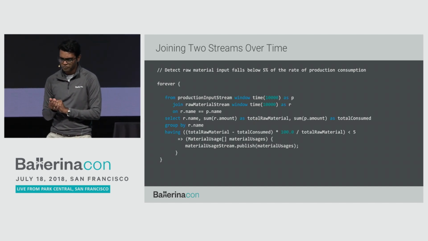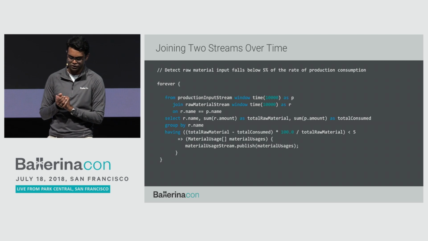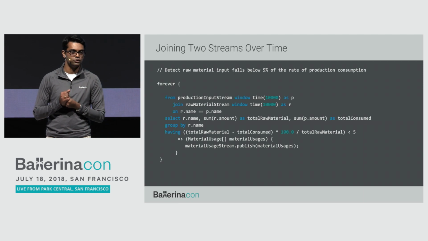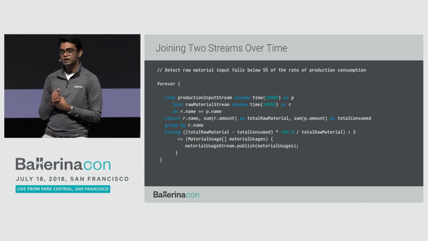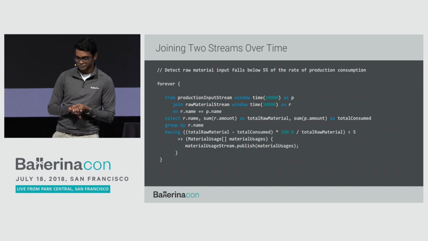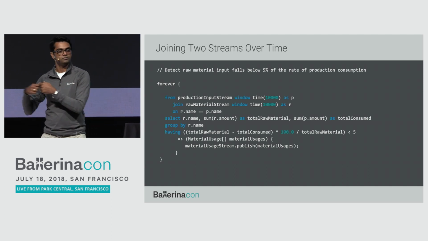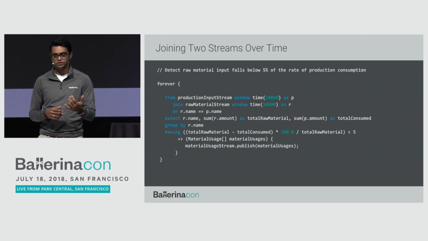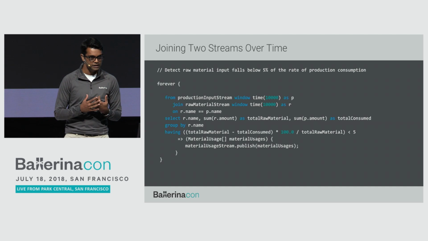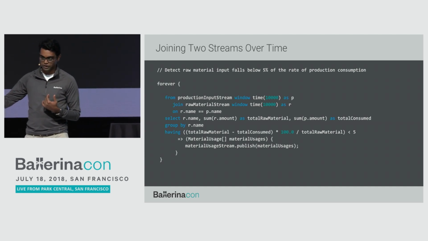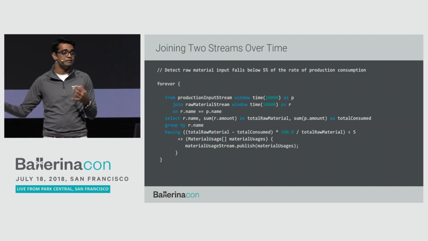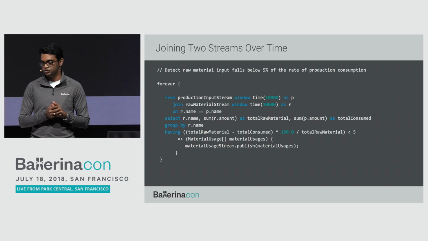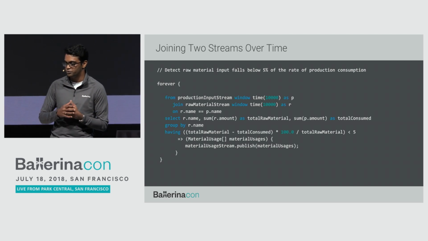So here we have a scenario where we have raw materials coming in from one side, and then the production is happening on another side. So it's just-in-time production. As and when the raw material comes, people are going to get that and do production. So if the raw material input rate has fallen below 5% of the rate of the consumption of production, then it may be a problem. So we have to alert and send messages to send more raw materials so that we can meet the production.